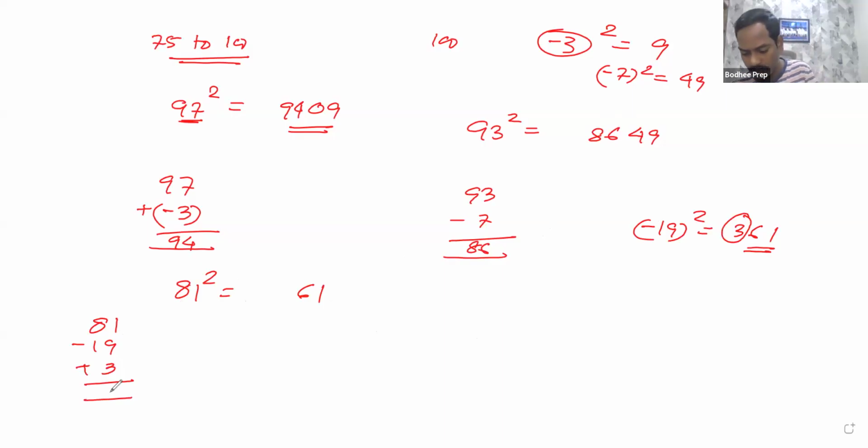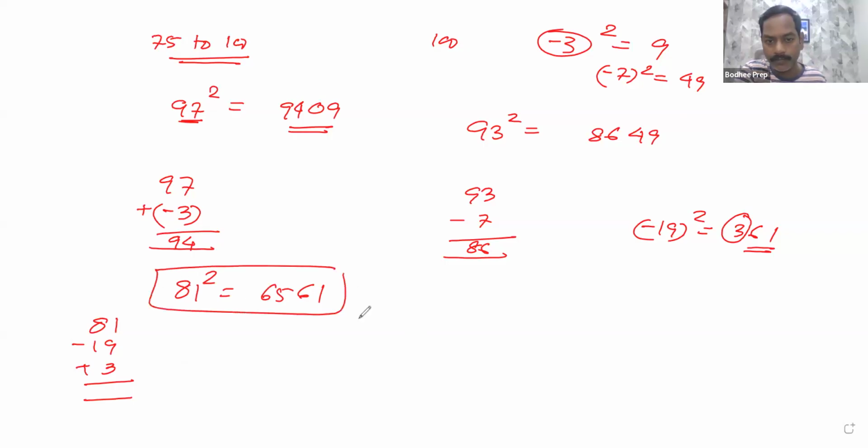So let us do this calculation. So 81 minus 19 plus 3. Carry forward will always be added, right? Whether the deviation is positive or negative, it doesn't matter, right? So this comes out to be 65. So 6561 becomes the square. You can just check that 81 into 81 is 6561. So this becomes the square of 81, right?